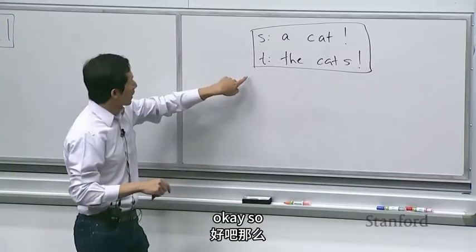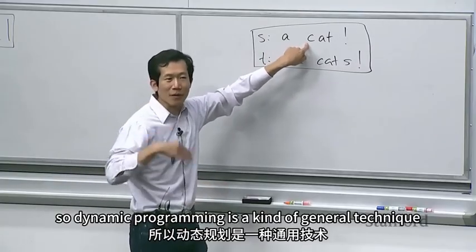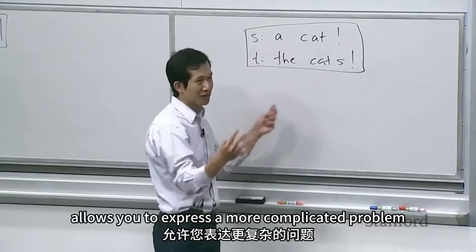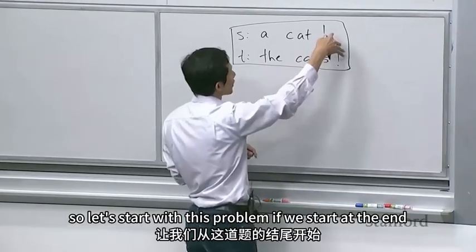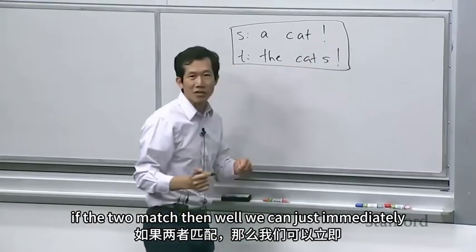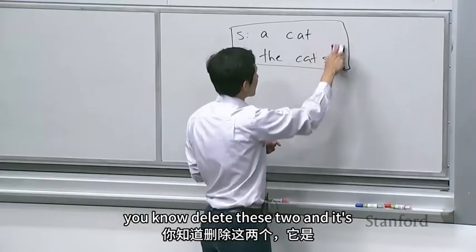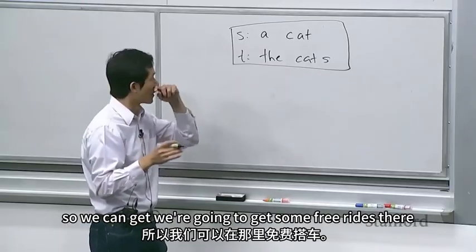Okay, so dynamic programming is a general technique that essentially allows you to express a more complicated problem in terms of a simpler problem. So let's start with this problem. If we start at the end, if the two match, then we can just immediately delete these two, and it's going to be the same, right? So we can get some free rides there.